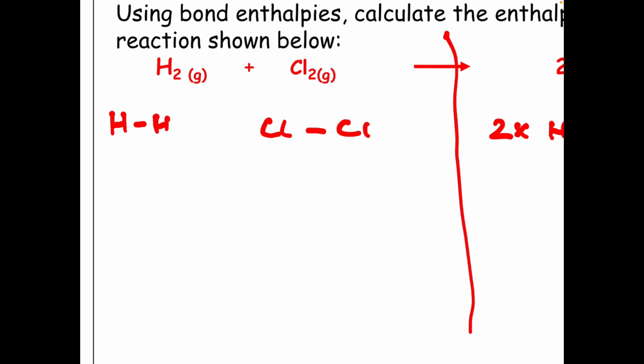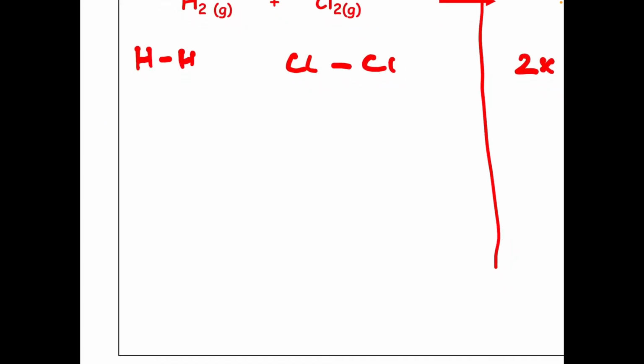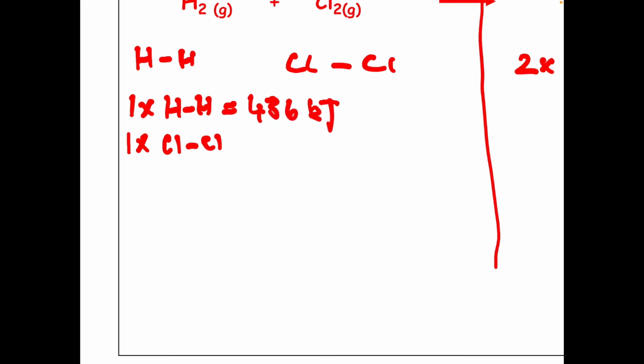That's our first step. Our second one is working out how many of each bond we have. So I can see here, because I've drawn it out and it makes it nice and easy, I've got 1 hydrogen bond, and I've got 1 chlorine bond. The bond enthalpy from page 10 of the data booklet tells us that the bond enthalpy of hydrogen is 436 kilojoules. The bond enthalpy of chlorine is 243.